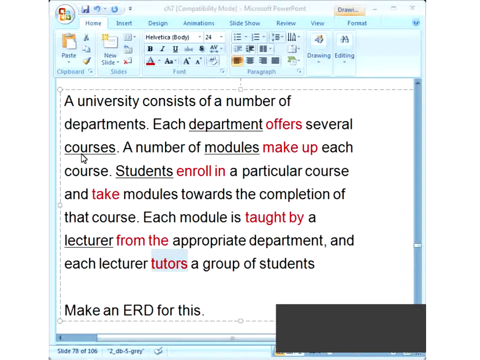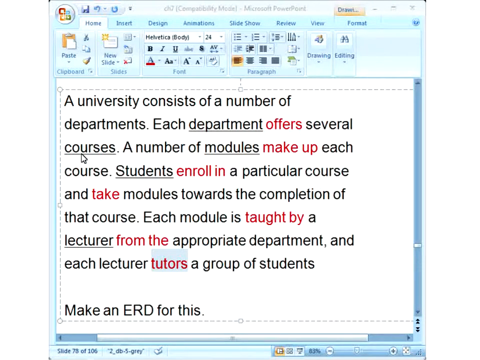Then there is a relationship between modules and courses, because it is written that a number of modules make up each course. So it means a number of modules make up each course, and each course has many modules. If you read it in a different way, you can have a make-up relationship or an includes relationship. A course includes modules, and a module is included in a course. So it will be a many-to-many relationship, because a number of modules are there in each course, and each module has several courses. So it will be many-to-many.